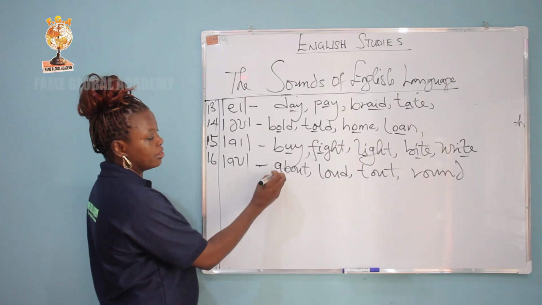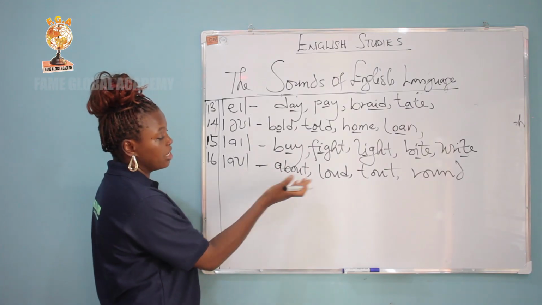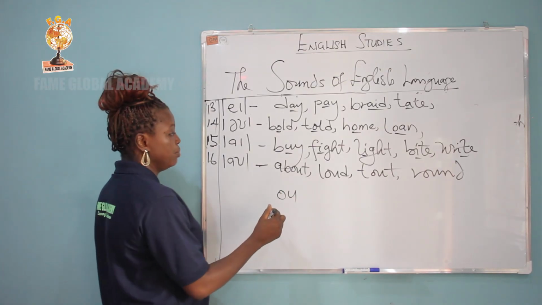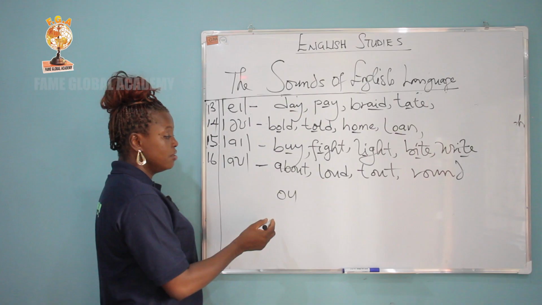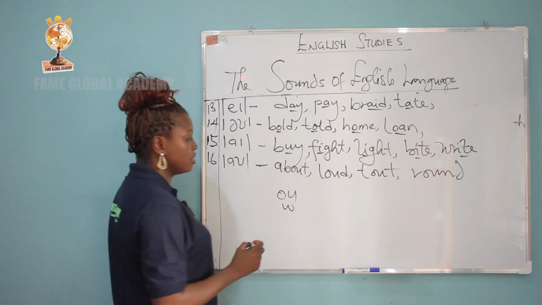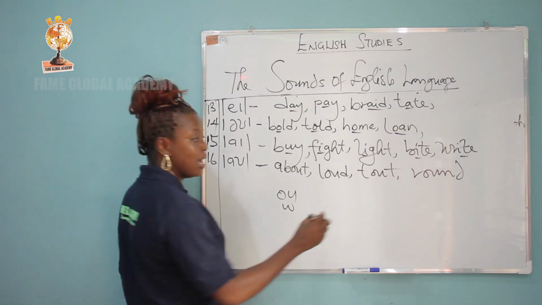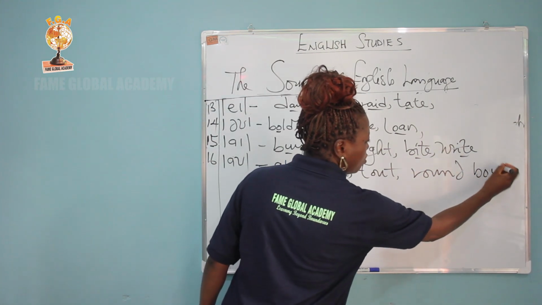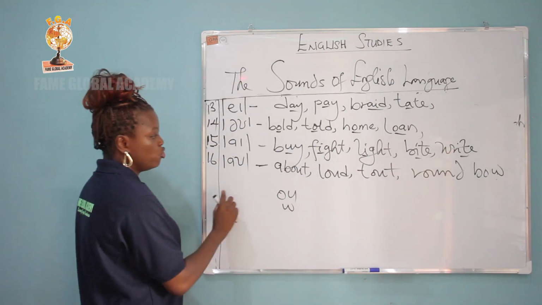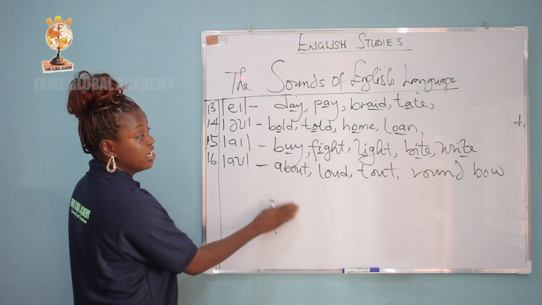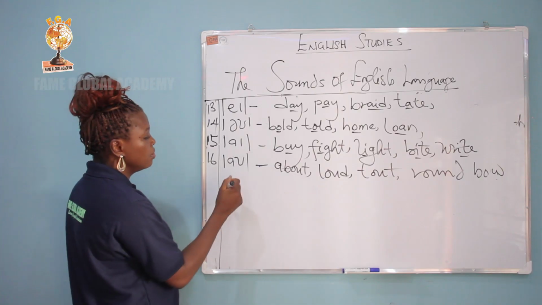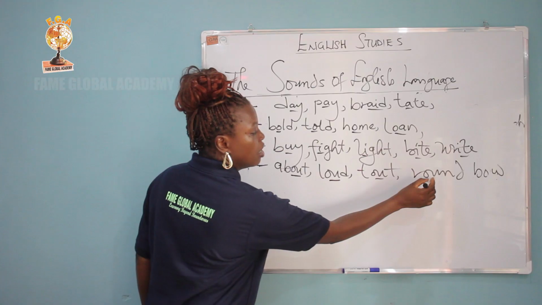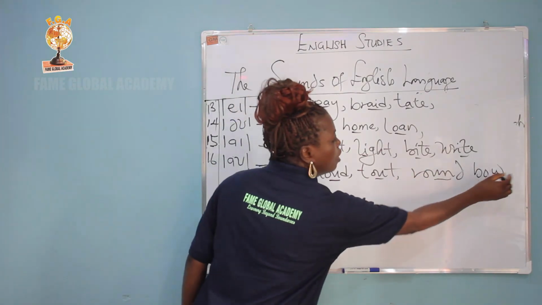Now these words, the diphthong is represented by mostly letter O and what? U. Sometimes you can have W as well, in words like bow. Okay, let me add it to it. This W here is representing the ow diphthong. So we have about, loud, tout, round, and what? Bow.